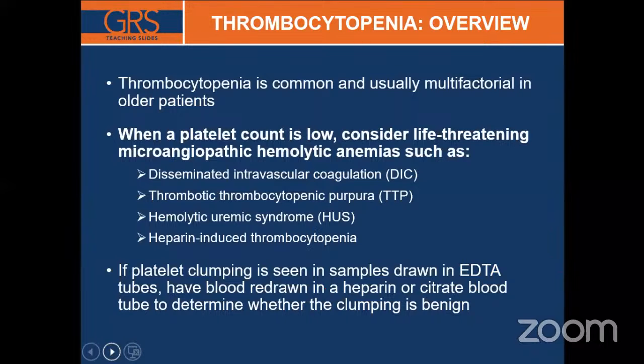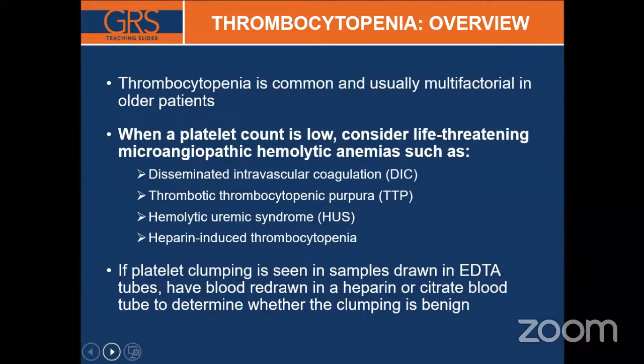When a platelet count is low, we should first rule out life-threatening causes. Those could be summarized in microangiopathic hemolytic anemia. That would be DIC, which is disseminated intravascular coagulation, thrombotic thrombocytopenic purpura, TTP, hemolytic uremic syndrome, HUS, or heparin-induced thrombocytopenia with patients who have been on heparin.